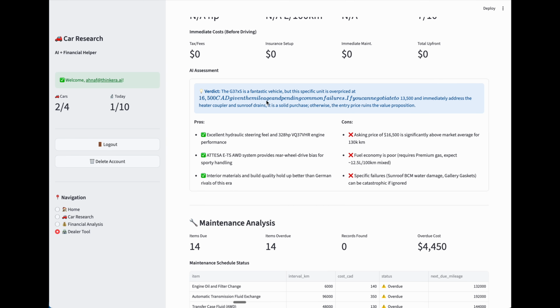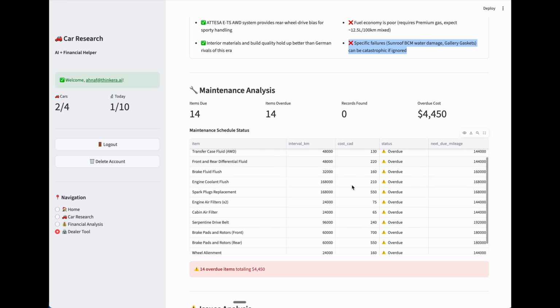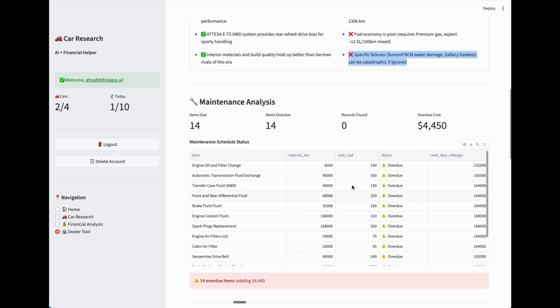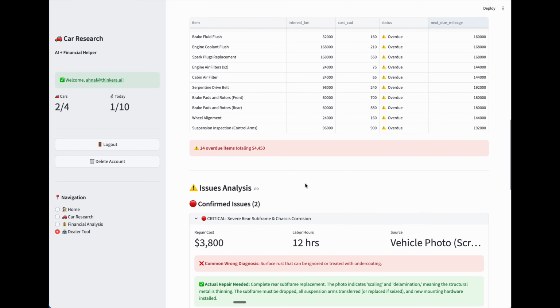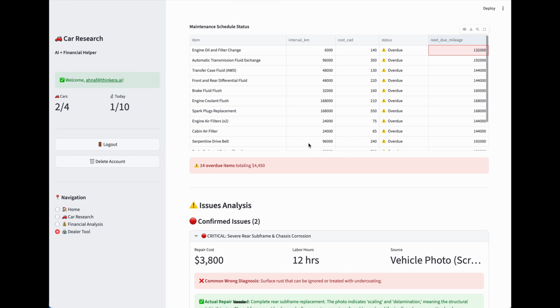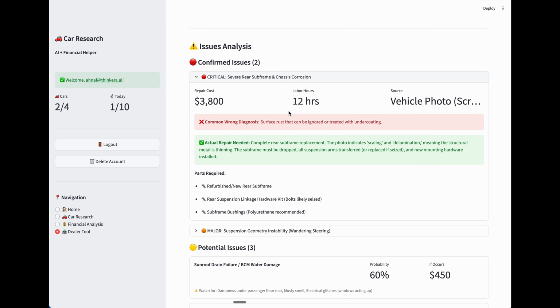You can see that it's a fantastic price in general, but this specific unit is overpriced at 16.5k. It shows the pros and cons: it's above market, there are specific failures that we need to watch out for, and the kind of maintenance that's coming up is over here. I don't know why some things show a status of overdue, but the next mileage is pretty much this. Engine filter, interval kilometer, brake pads, cabin. Okay, confirmed issues.